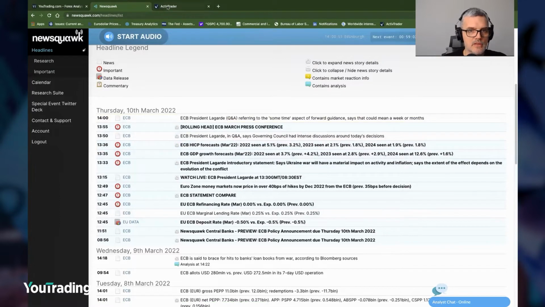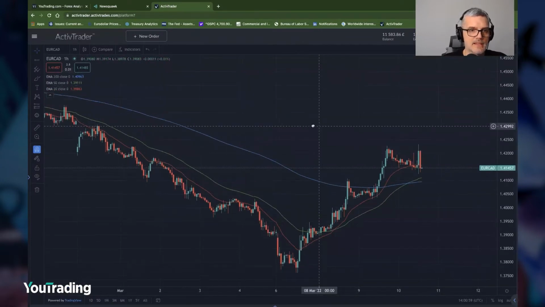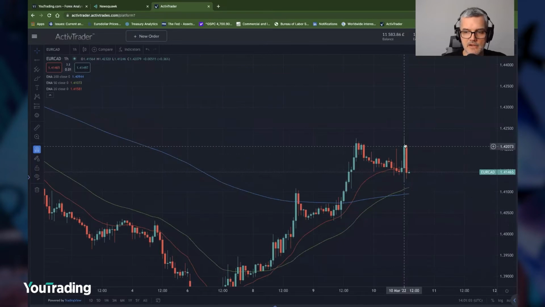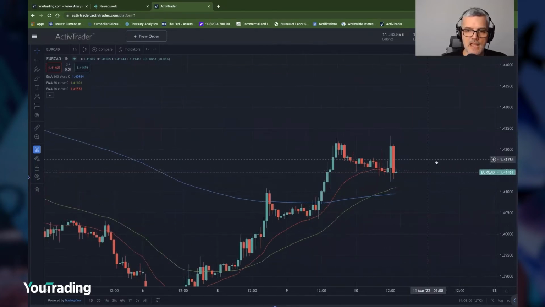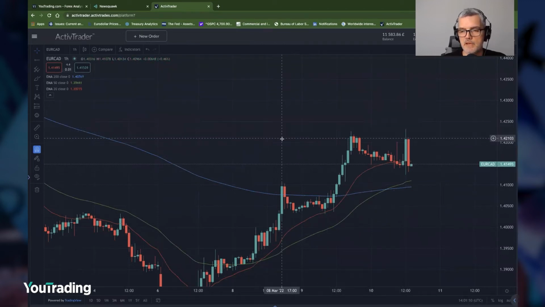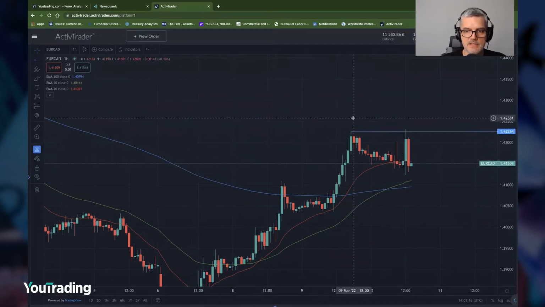If we go to the active trader platform, this is the hourly chart on the Euro CAD. See here this big green candle on the statement. The money markets got excited by the greater likelihood of a rate hike, so we're expecting to see the euro strengthen. That's the sort of narrative.